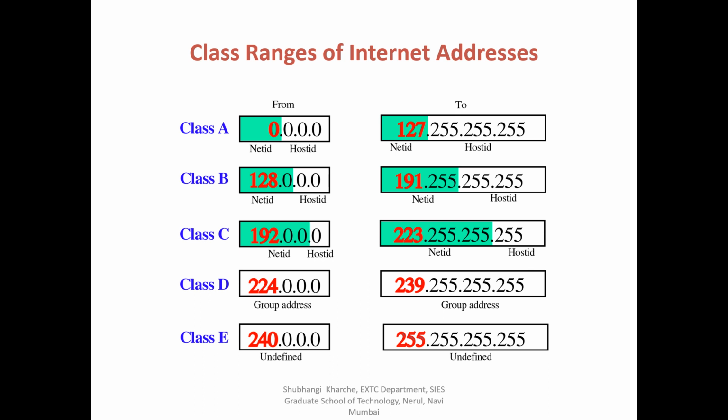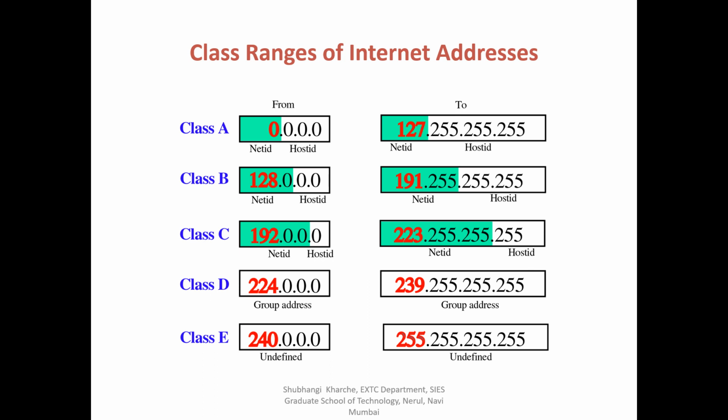Now, let us try to understand the first octet values for each of the classful IP address ranges. Class A has the first octet value from 0 to 127. Class B has the first octet value from 128 to 191 in decimal. Class C has the first octet value from 192 to 223 in decimal, and class D has the first octet value from 224 to 239. Finally, class E has the first octet value from 240 to 255. The class D address is used as a group address while multicasting, and use of class E addresses is undefined.